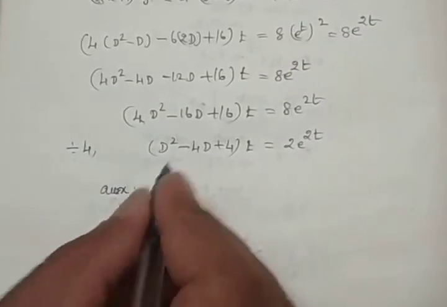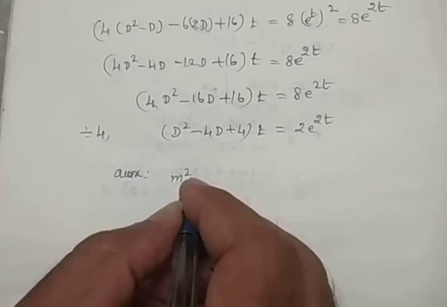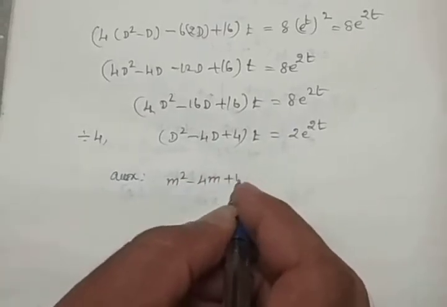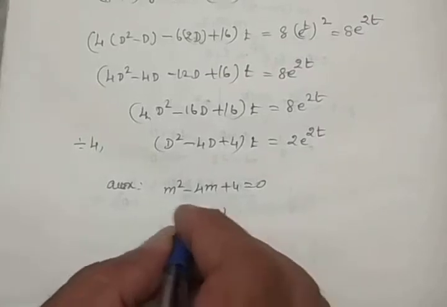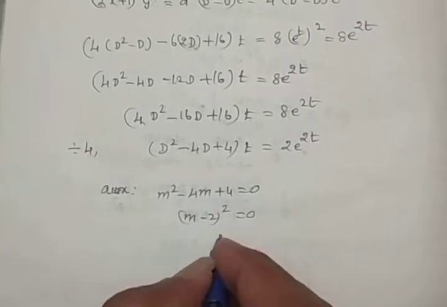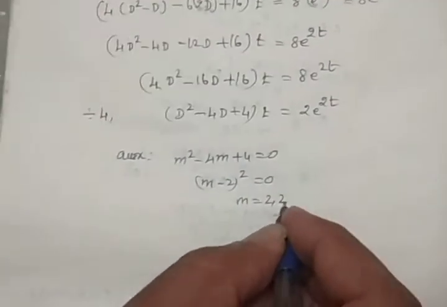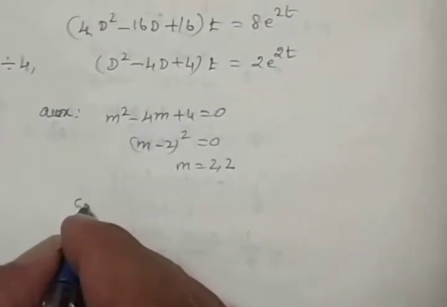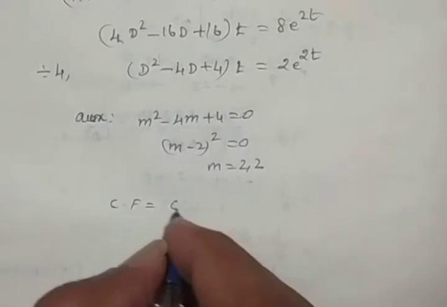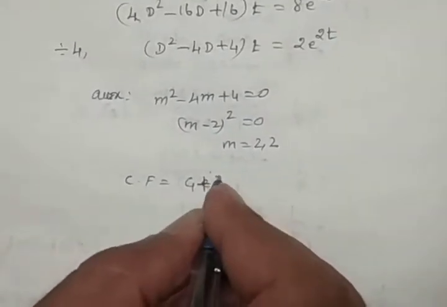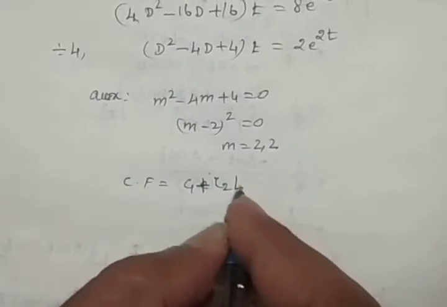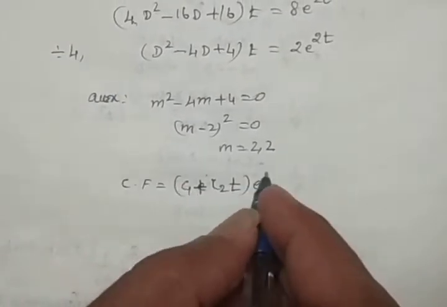Now the auxiliary equation of this one: m square minus 4m plus 4 equal to 0. This is nothing but m minus 2 whole square equal to 0. M is 2 comma 2, the root is repeated. Now complementary function is what? C1 plus C2 t into e power 2t.